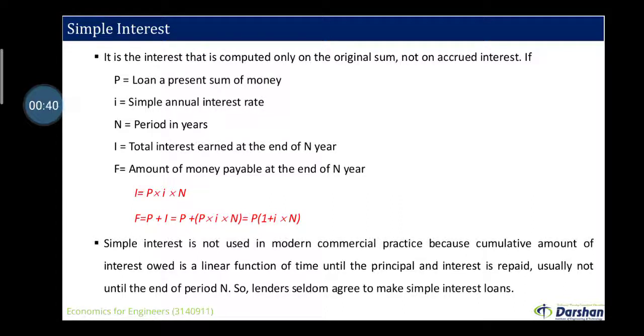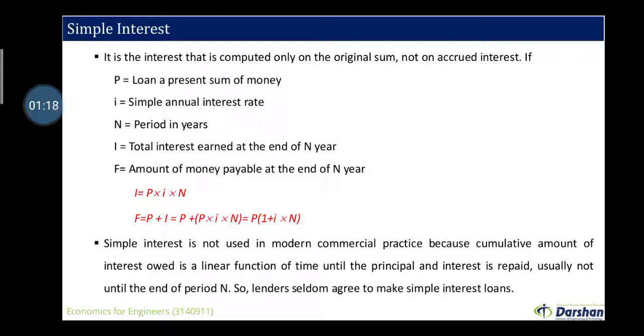So first one is simple interest. It is the interest that is computed only on the original sum, not on the accrued interest. So simple interest, in Gujarati called સાદું વ્યાજ, is calculated only on your main capital, the main amount. They do not calculate interest on the interest. So the formula is I is equal to PRN divided by 100.